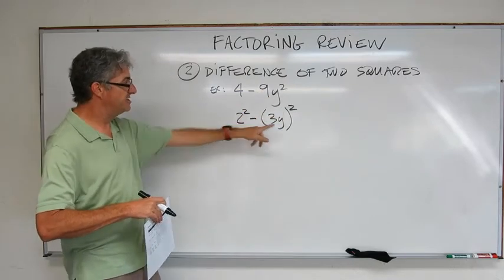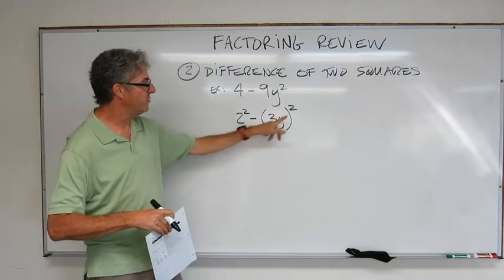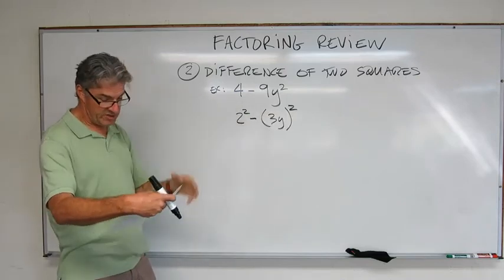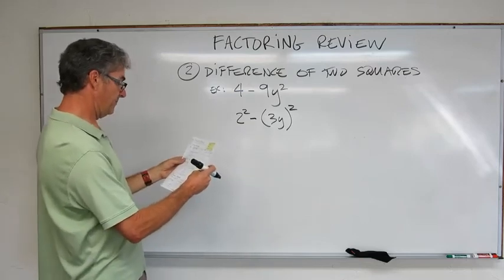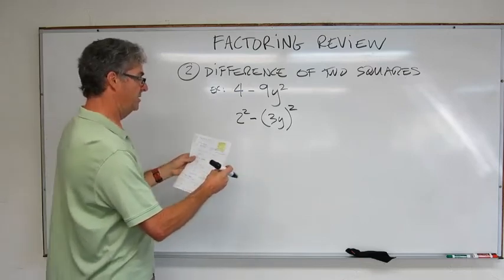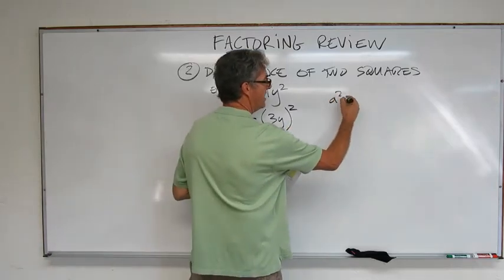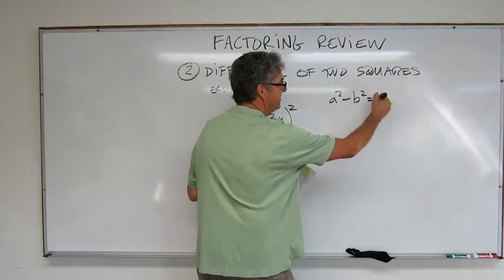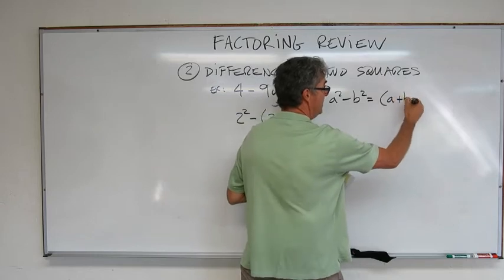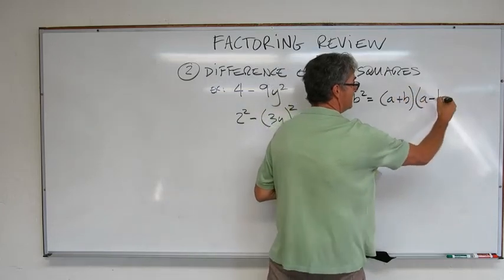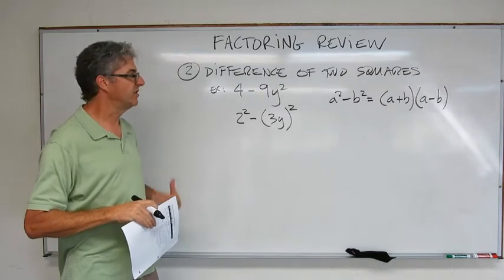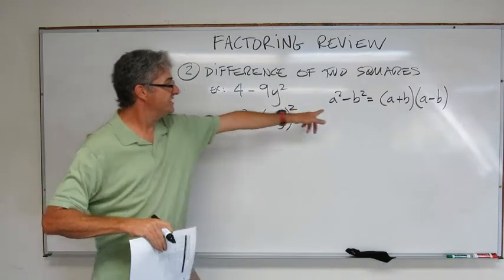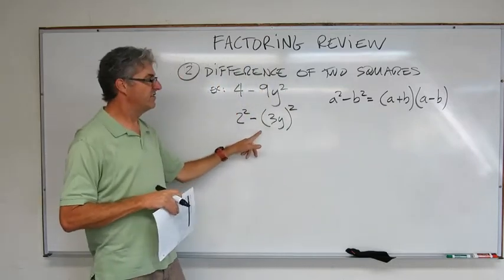I see I have a difference of squares. I have 2 squared and 3y squared. So now I can use my pattern. Let's review that real quick. From before, we had a squared minus b squared. This is going to be a plus b times a minus b. This is what we reviewed when we reviewed expansion techniques a couple lessons ago. So now I can use this here to factor that.